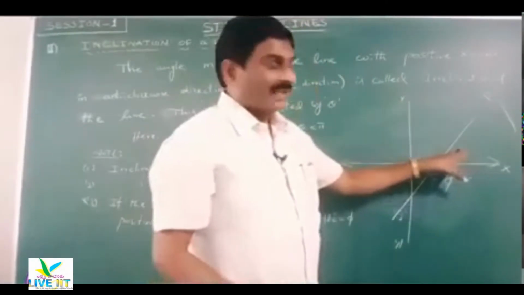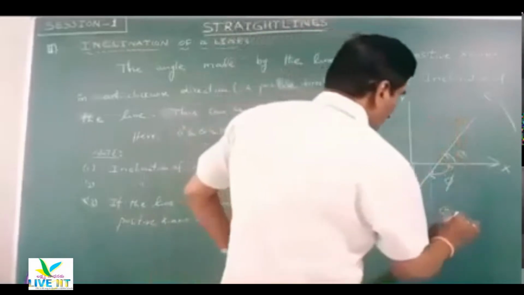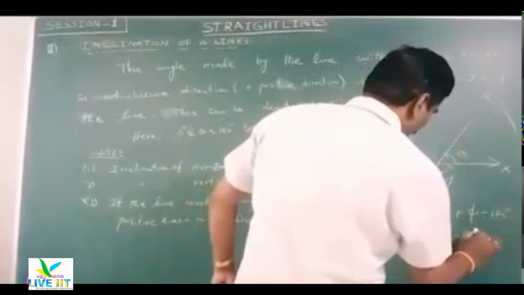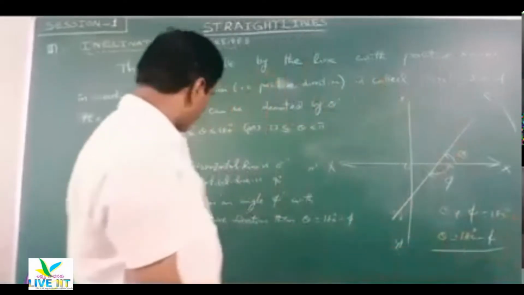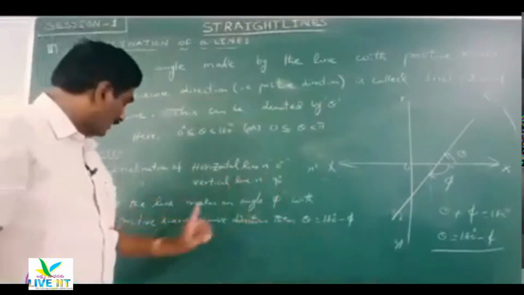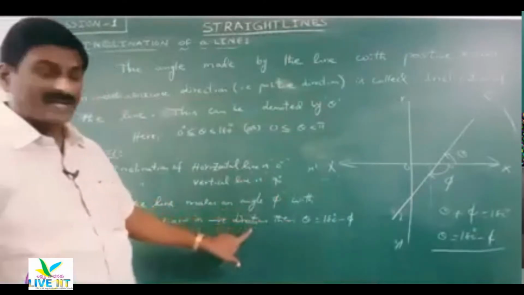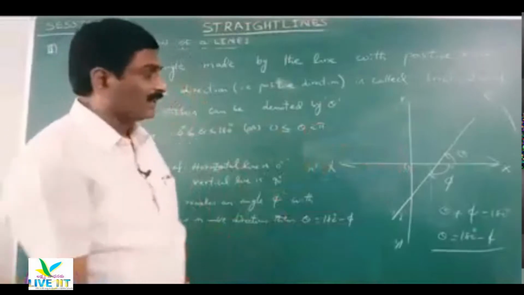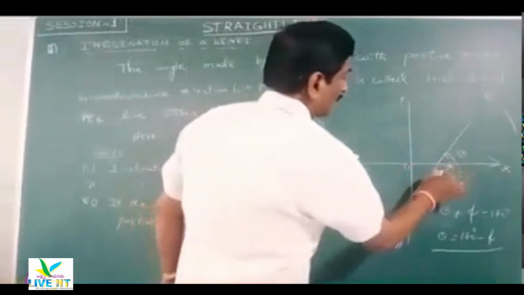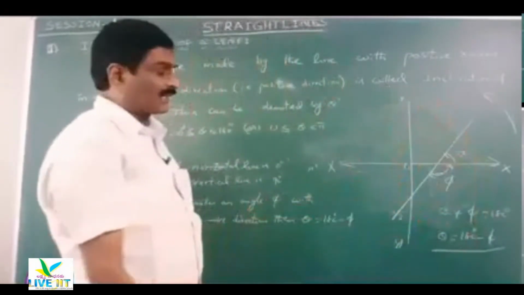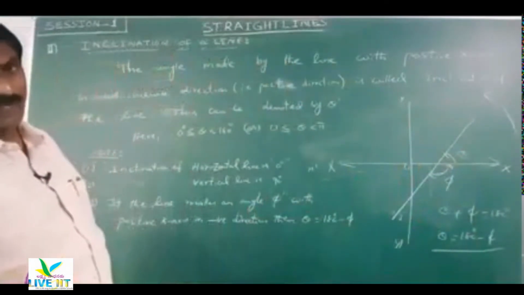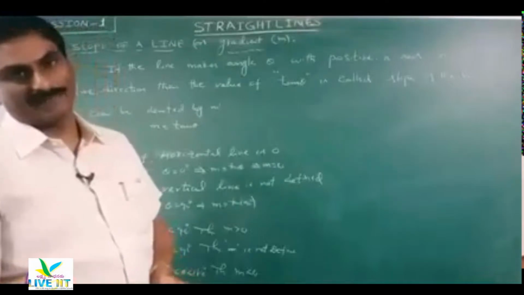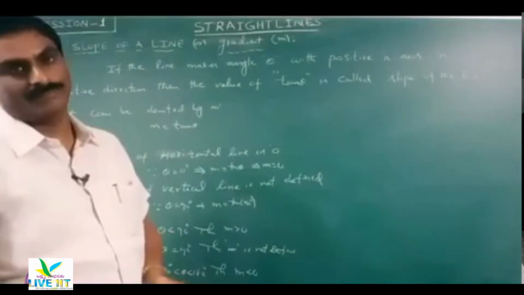But the angle of inclination is equal to theta. It is the straight angle. Theta plus pi is equal to 180 degrees. So what is the value of theta? 180 minus pi. If the line makes an angle pi with the positive x-axis in the negative direction, then the angle of inclination theta is equal to 180 minus pi. Okay. Next, third point. Slope of a line or gradient of a line.